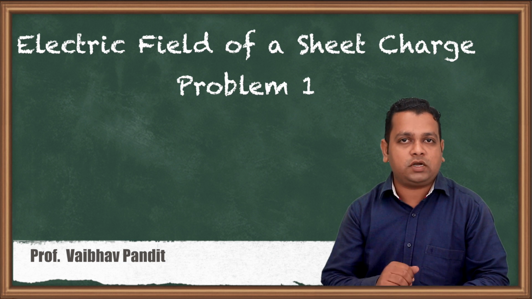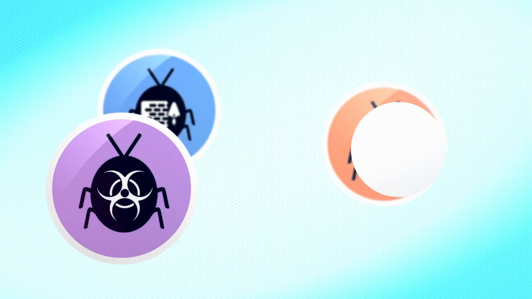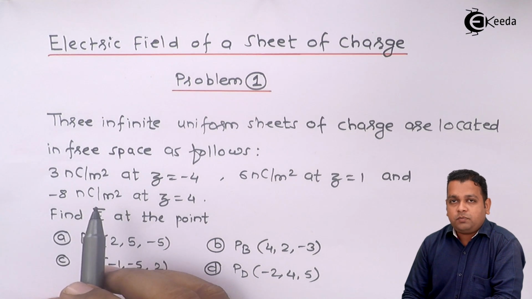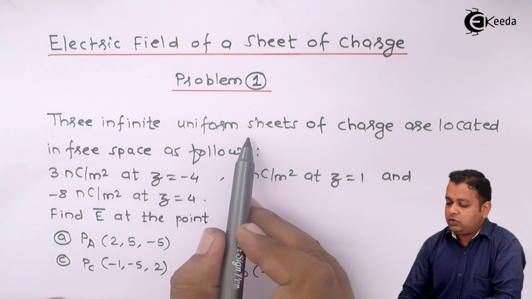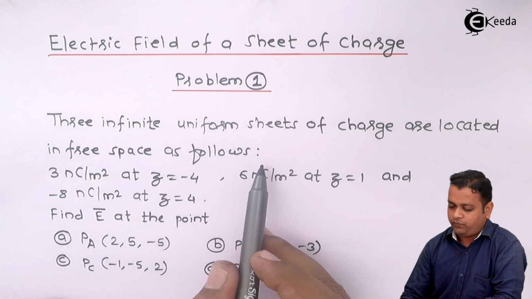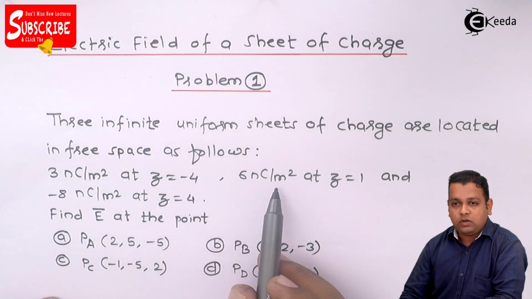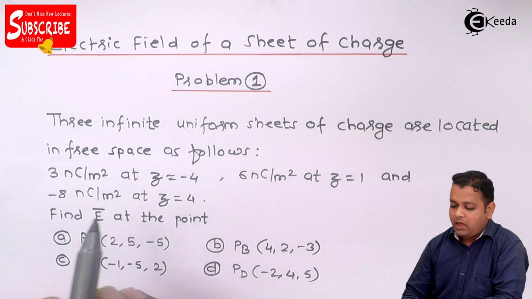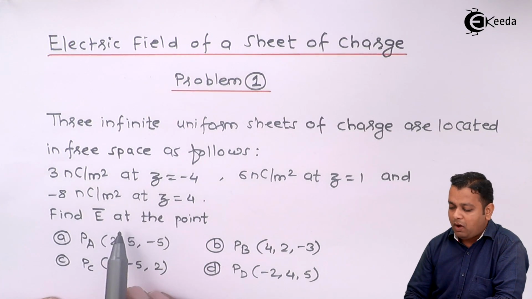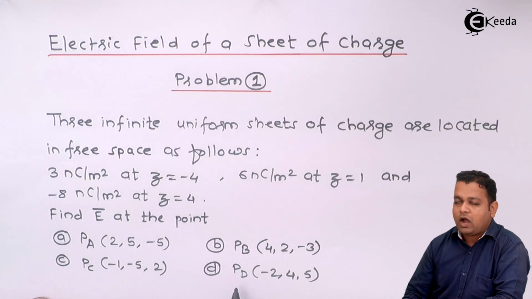So, the first problem statement is: three infinite uniform sheets of charge are located in free space as follows. 3 nanocoulomb per meter square at z equal to -4, 6 nanocoulomb per meter square at z equal to 1, and -8 nanocoulomb per meter square at z equal to 4. Find E bar at the points PA, PB, PC and PD.